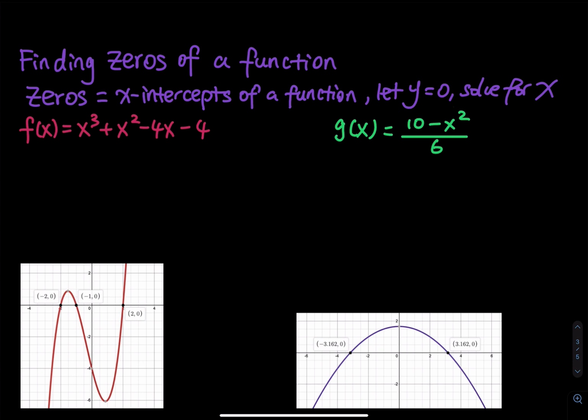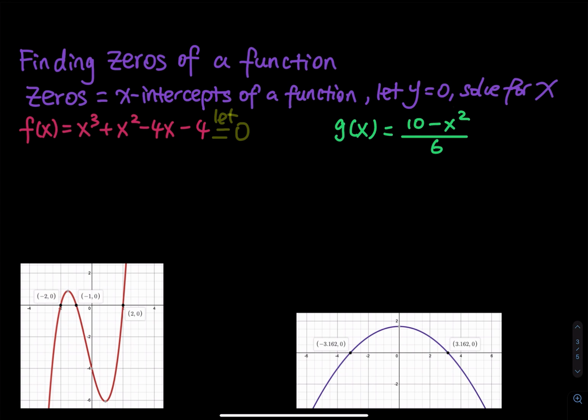So for example, the first problem, we have f of x equals x to the third plus x squared minus 4x minus 4, and here is the graph. I'm not asking you to graph this by hand, just look at the graph. This function has 3 zeros, one at -2, one at -1, and one at +2. So your job is to find the zero, which is the x-intercept. To find the zero, you simply let this function equal 0 and then solve for x.